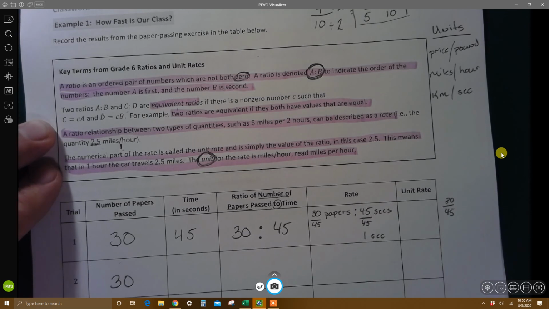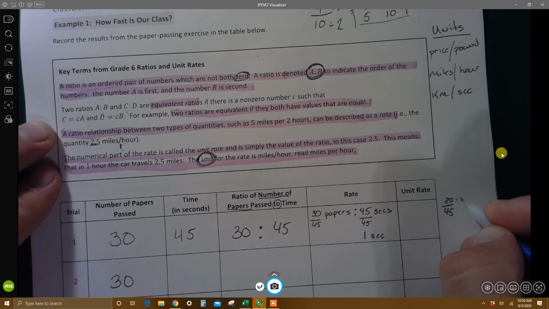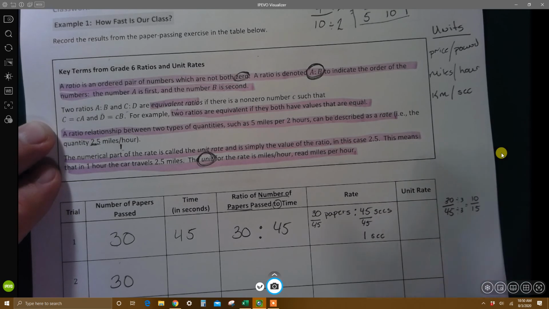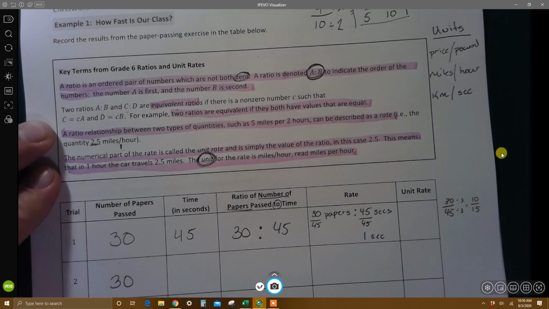What about 3? Let's see. 30 divided by 3 is 10. 45 divided by 3 is 15. That works. So we could divide by 3. So we get 10/15. But I haven't gotten a 1 yet, so I've got to keep on going.